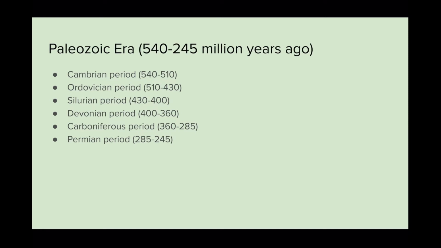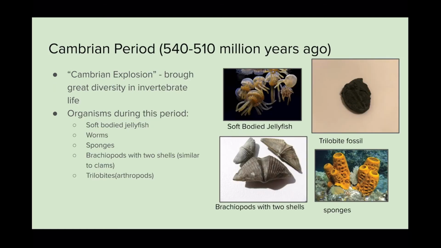The Paleozoic era. This era was from 540 to 245 million years ago. This era included the Cambrian period, the Ordovician period, Silurian period, Devonian period, Carboniferous period, and Permian period. The first period of this era was called the Cambrian period. This was from 540 to 510 million years ago.